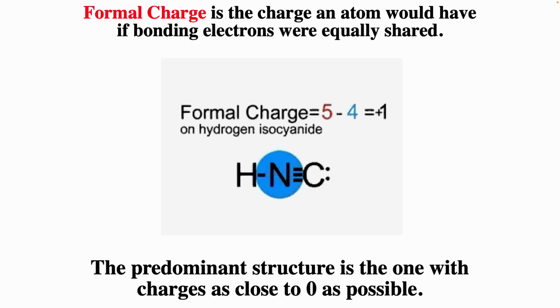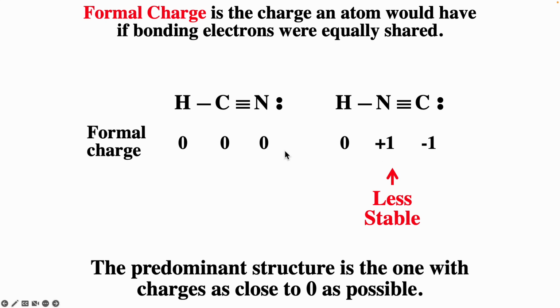And so isomers can have just different arrangements of atoms. Structural isomers have different arrangements of atoms. For hydrogen, carbon, nitrogen, we can put carbon in the middle, or we can put nitrogen in the middle. And so the question would be, how do we know which is the more stable structure? These are just two isomers.